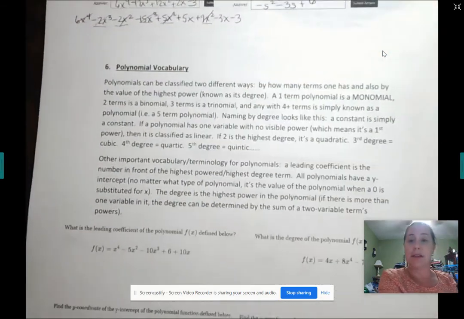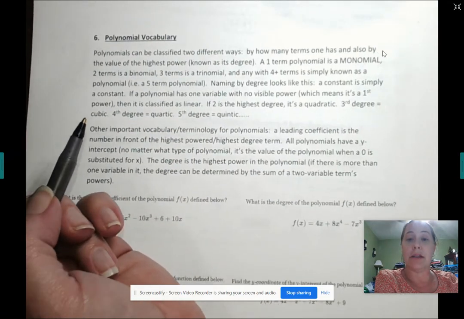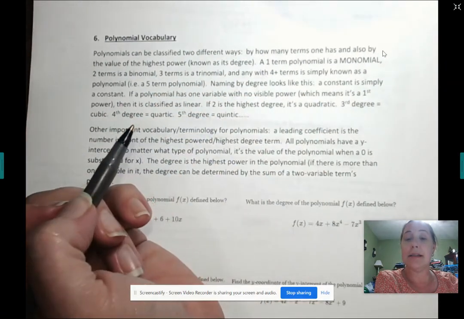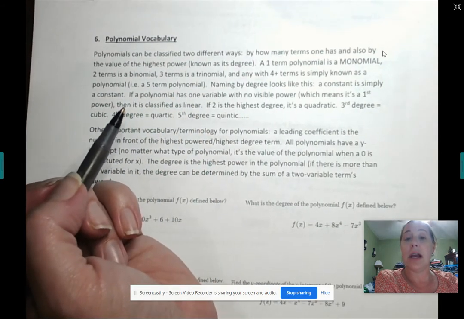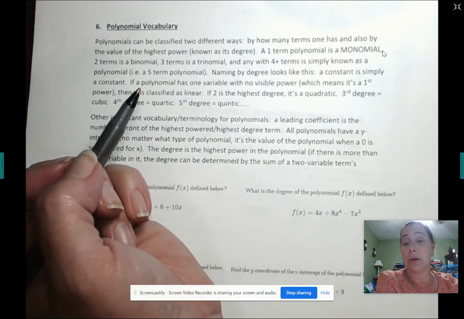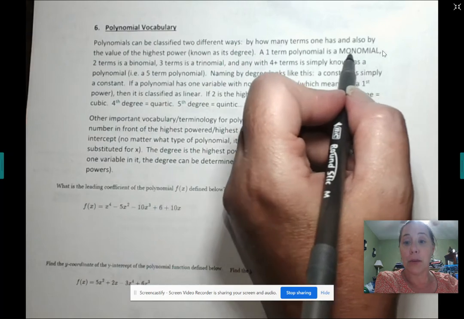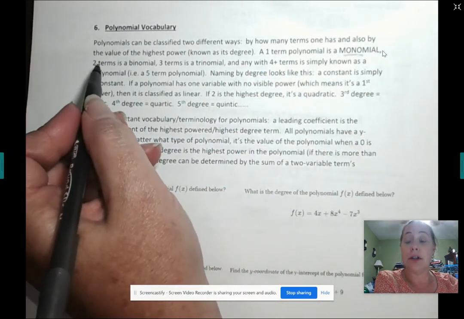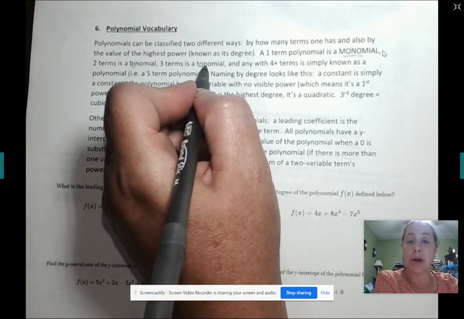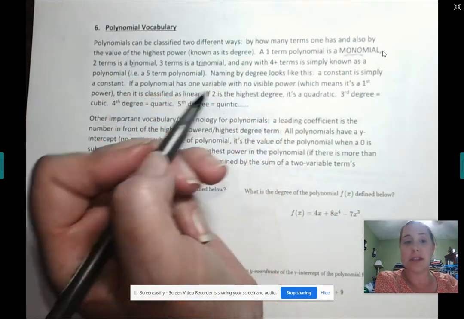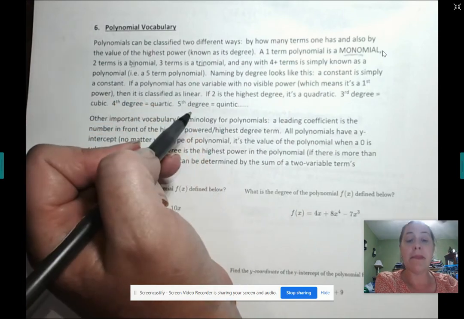And I did write a little bit, so you might just need to read it. Polynomials can be classified or named 2 different ways, by how many terms it has, and also by the value of the highest power, which is called the degree. So if we're talking about the names based on how many terms it has, a 1-term polynomial is called a monomial, mono meaning 1. 2 terms is a binomial, bi meaning 2. 3 terms is a trinomial, and anything with 4 or more terms is just called a polynomial. Like if it had 5 terms, we'd call it a 5-term polynomial.